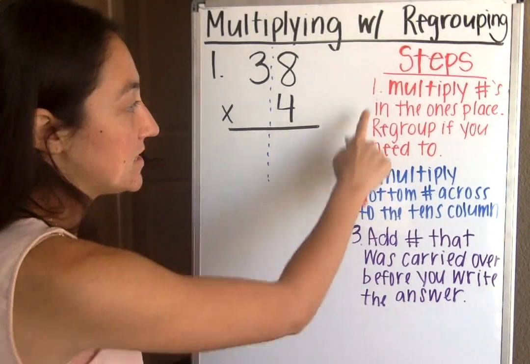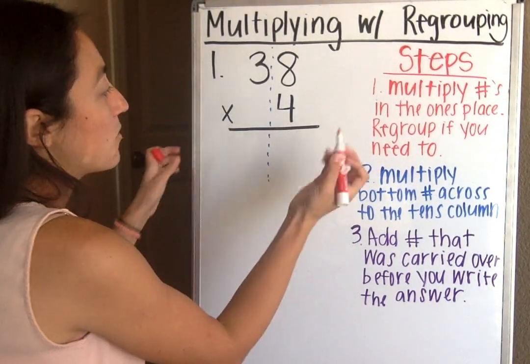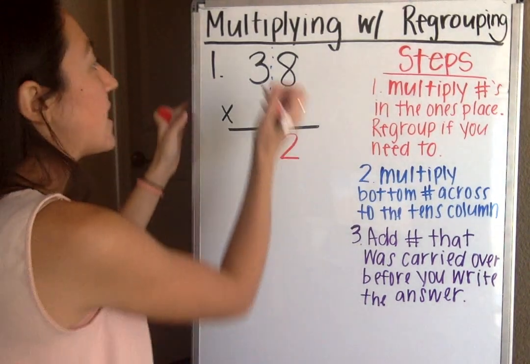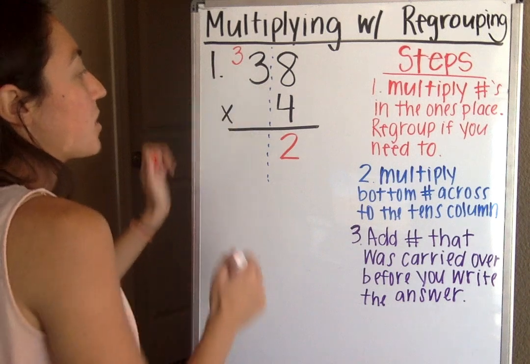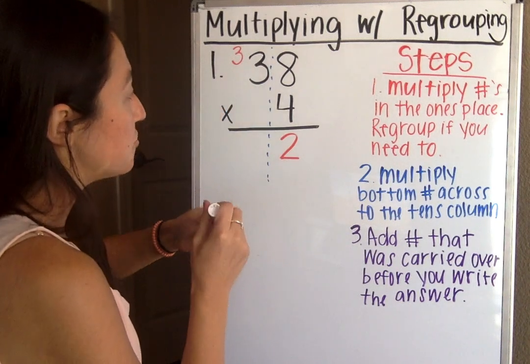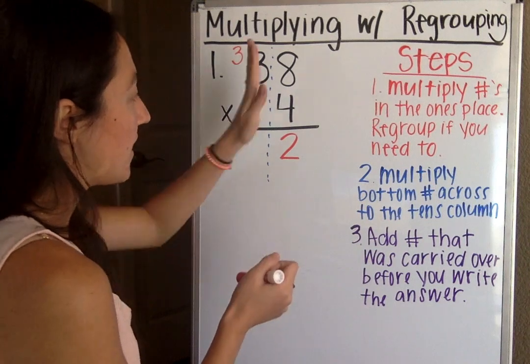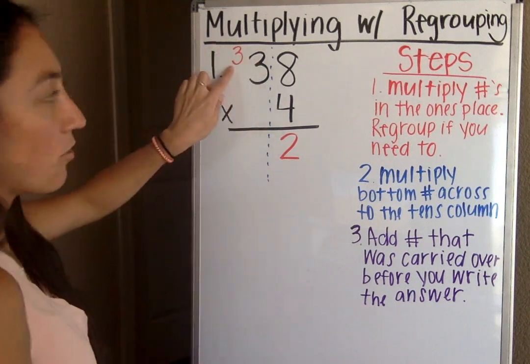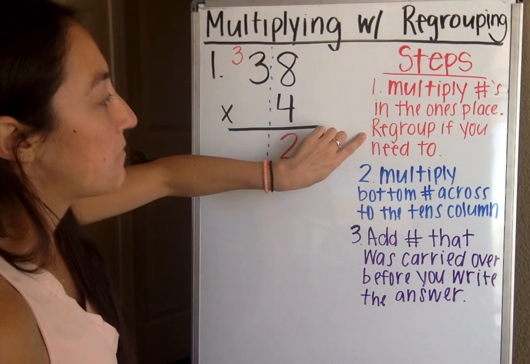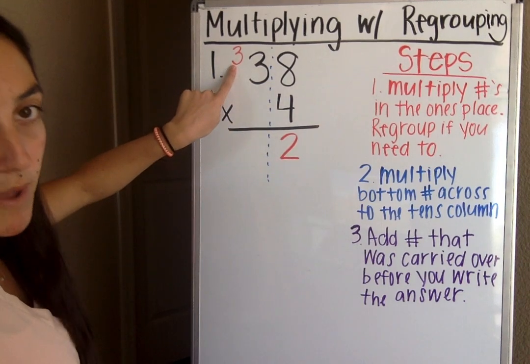So in red, because this is my first step, I am going to put the 2. And then what I do is I carry over the 3. So that this looks like 32. You do keep the number in the ones column and then carry over your other number to the tens column. So regroup if you need to. We did regroup and we put the 3 up there.